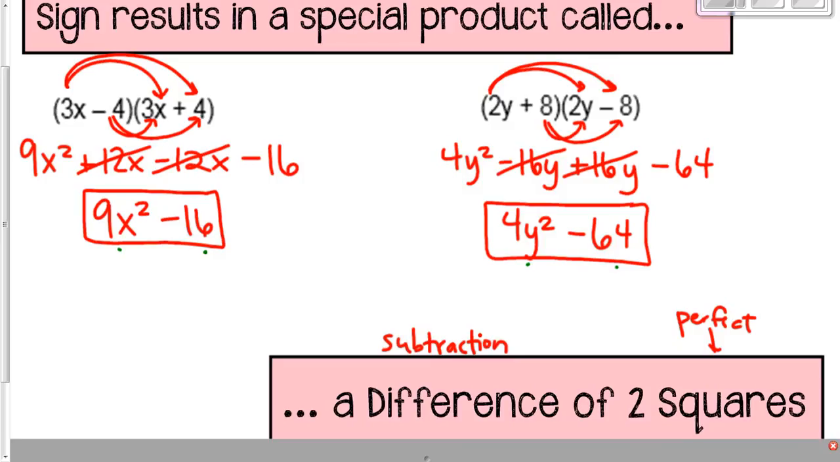So, again, two different types here. I tried to make it very distinct by putting that dotted line box around both of them so you could tell. But this bottom one starts with a long problem. Okay, you see 3x minus 4 times 3x plus 4, and it results in this short, tiny little two-piece answer. Again, here's my long problem, 2y plus 8, 2y minus 8, and it results in this short answer.